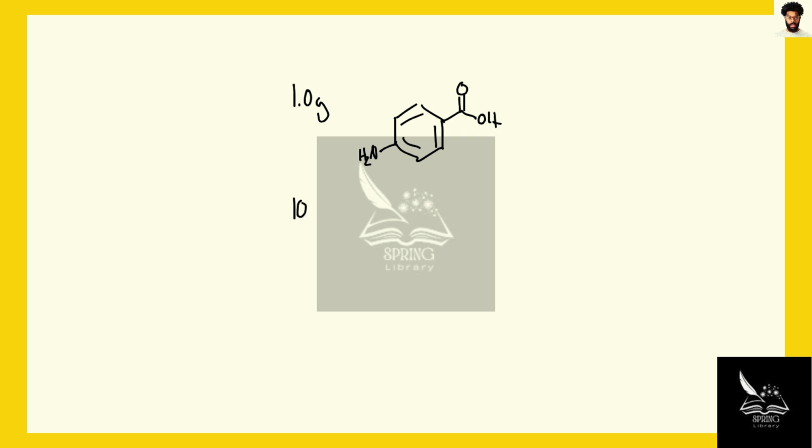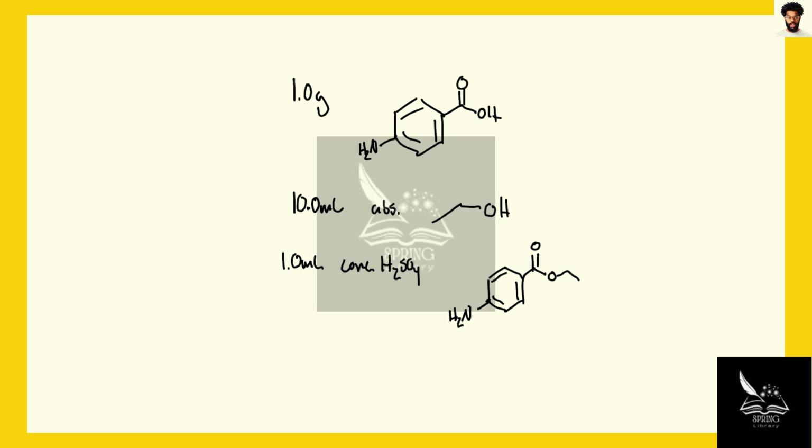Okay, so we've got 1 gram of p-aminobenzoic acid. And we've also got 10 mils of absolute ethanol. And as well with 1 milliliter of concentrated H2SO4, sulfuric acid, what we're trying to generate is benzocaine. That is, we're going to use Fischer esterification to convert our carboxylic acid into an ethyl ester.